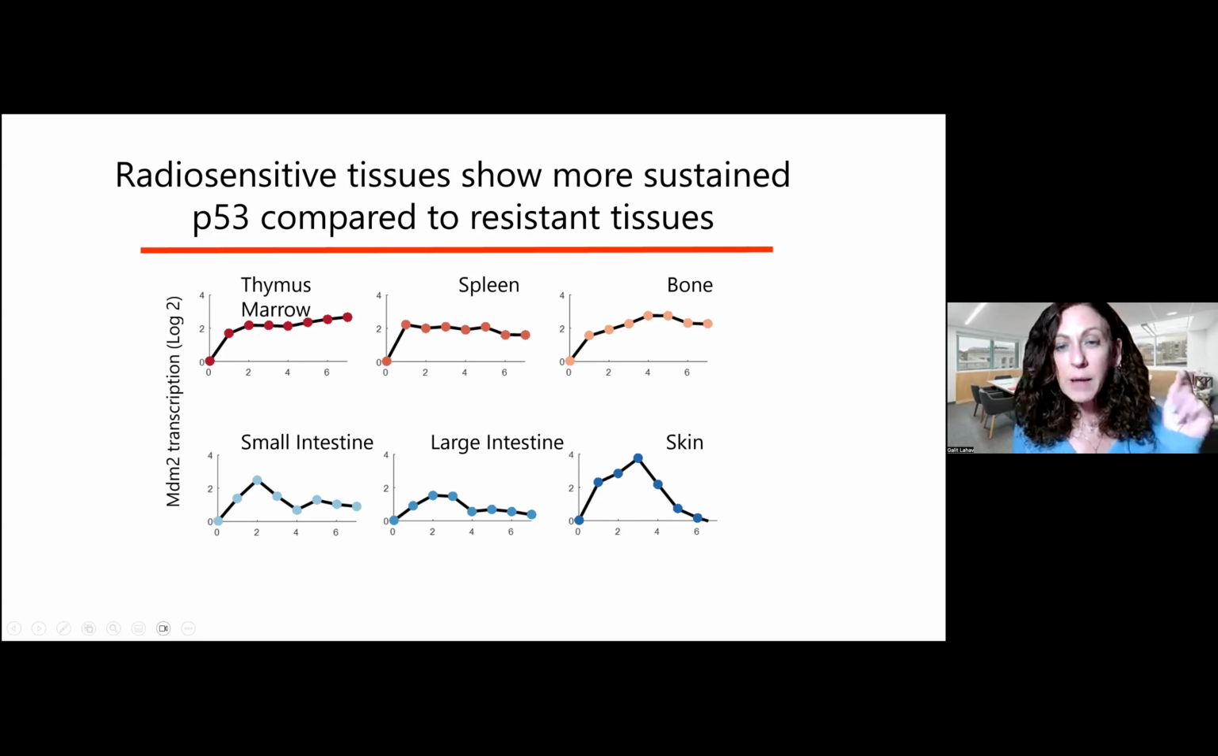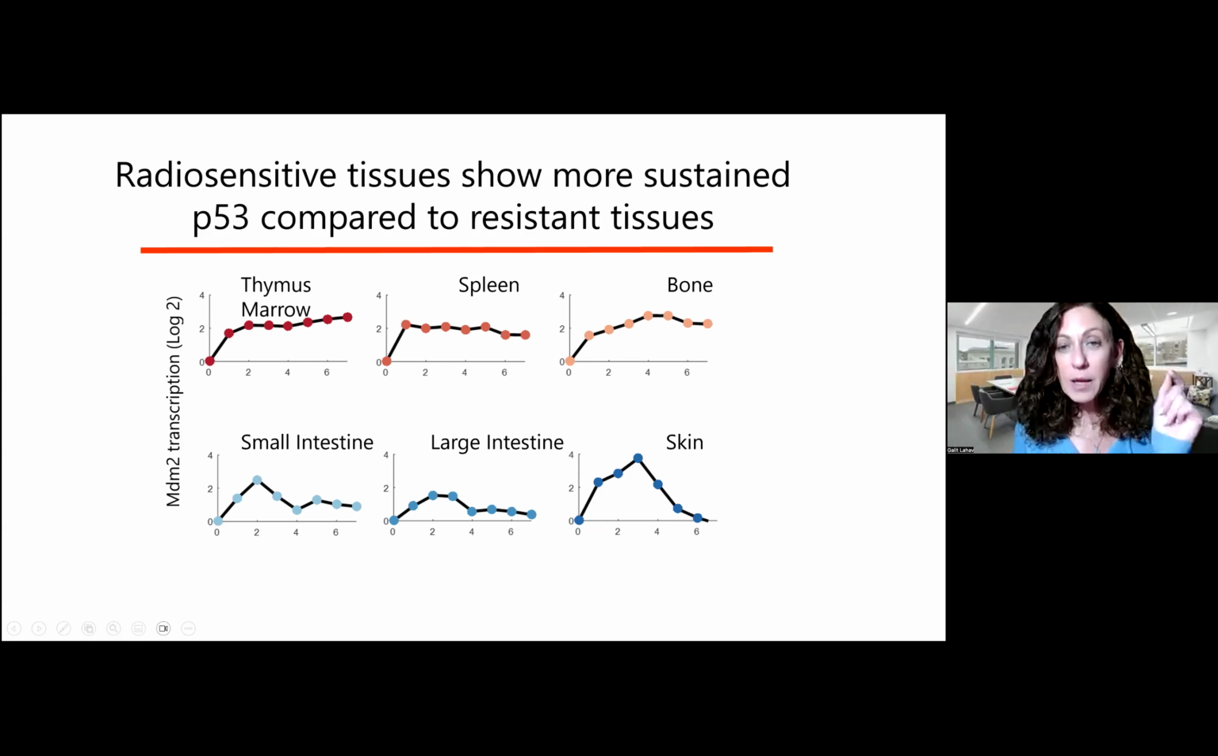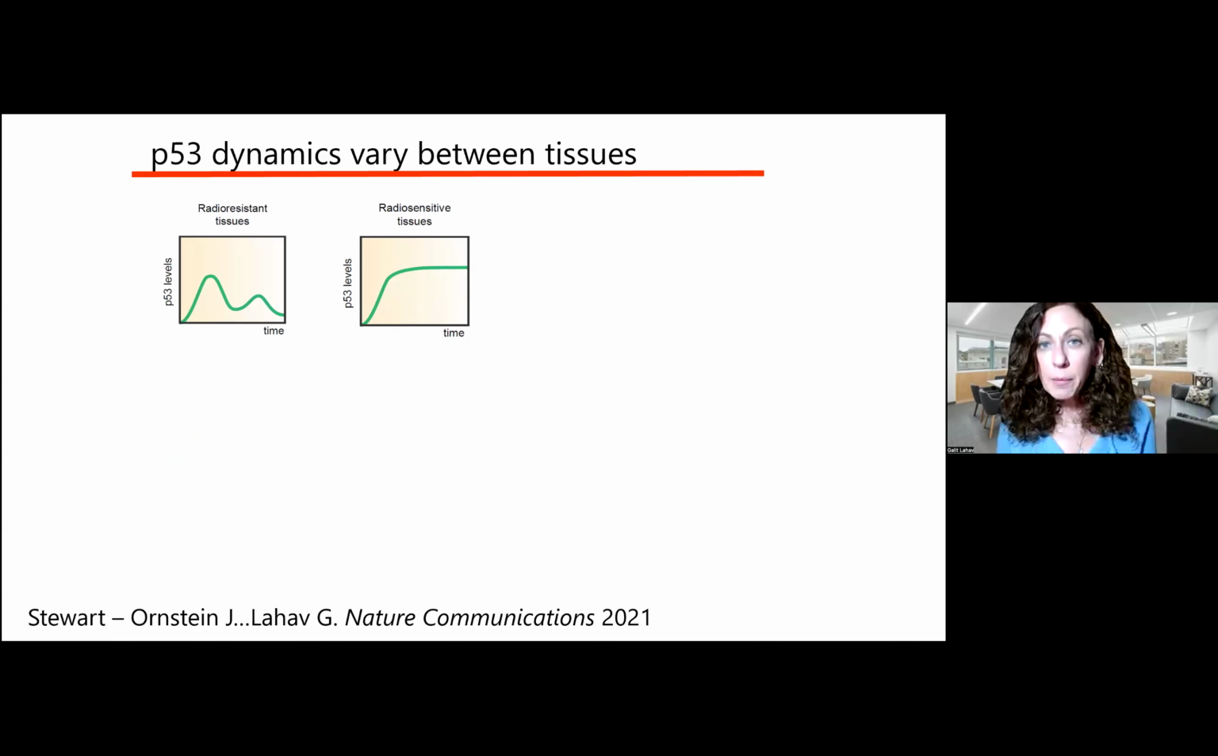And what we realize is that in the tissues that are considered to be more sensitive, the dynamics is more sustained. And the tissues that are more resistant, the dynamics is more temporary or oscillatory. We can also look at some target genes of P53. Here's MDM2, the negative regulator. P21 is an important protein leading to cell cycle arrest. PUMA is an important protein leading to apoptosis. And you see the same behavior: spleen and thymus, which are very sensitive, the dynamics is going up and then plateau. But in small and large intestine, which are less sensitive, we see oscillations. Okay, so there is a correlation between the tissue sensitivity and the dynamics of P53.